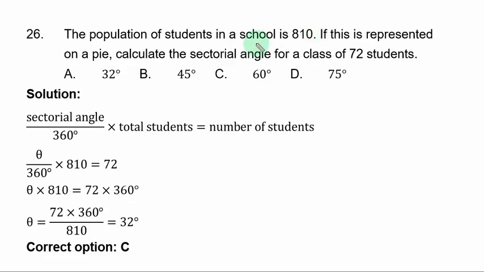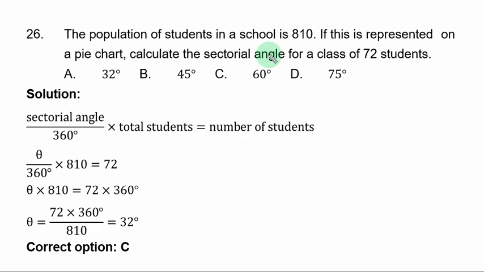Question 26. The population of students in a school is 810. If this is represented on a pie chart, calculate the sectorial angle for a class of 72 students.